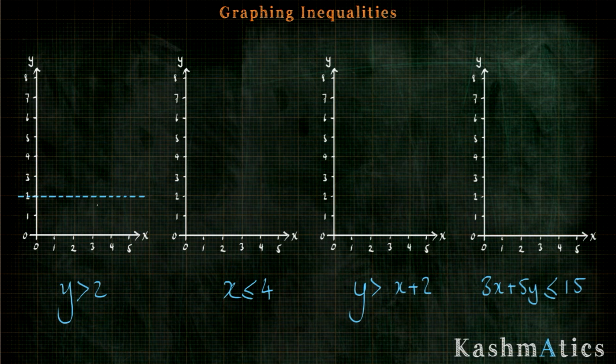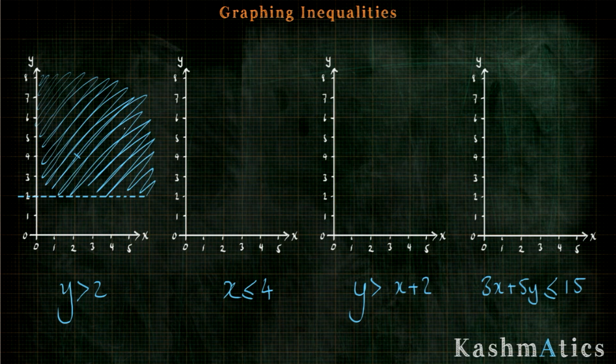And now I've just got to identify the region. It's either going to be above the line or below the line. And if you just pick any coordinate, so just imagine I picked that one there. Now, what does it say about the y coordinate? The y coordinate here is 4, which is greater than 2. So the region I need to shade in is the region above the line. So that region there would be for y is greater than 2.